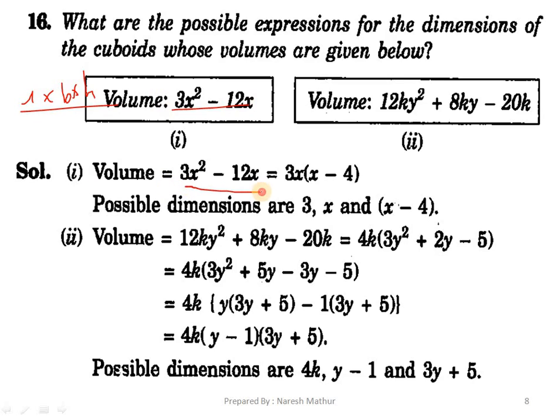Now see, 3x square minus 12x, just take 3x common and x minus 4 in the bracket, so this can be the length, this can be the breadth, this can be the height. So the possible dimensions are 3, x and x minus 4. Alright, now the next one, we have 12ky square plus 8ky minus 20k. Just take 4k common and we have a quadratic equation. Just split 2y in the form of 5y minus 3y. So after solving this quadratic equation, we have two factors and the third one is 4k. So the possible dimensions of the cuboid are 4k, y minus 1 and 3y plus 5.